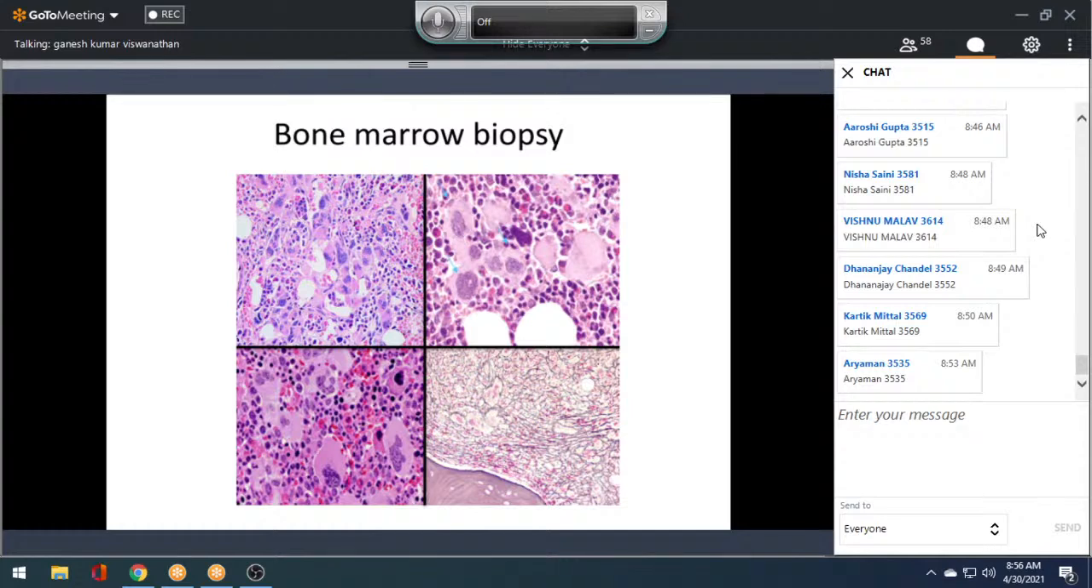And this is a reticulin stain. This stain we do to understand fibrosis. So we can see these fibrotic brown fibers. Normally they are very few in number or nearly absent. Here you can see they are present throughout the bone marrow.